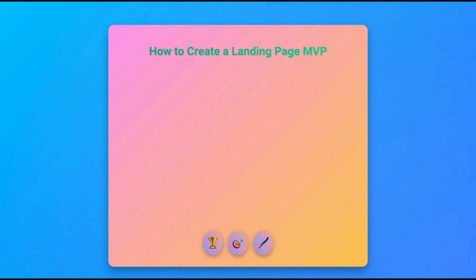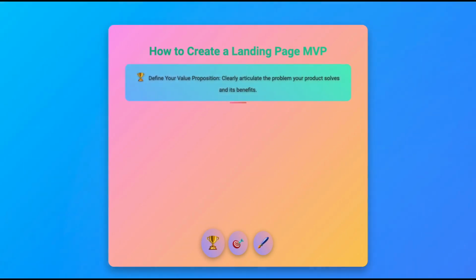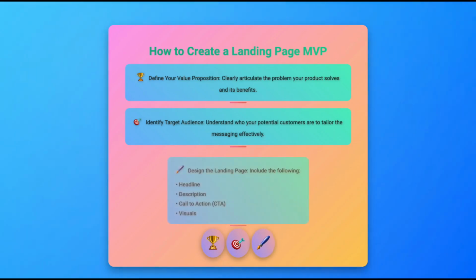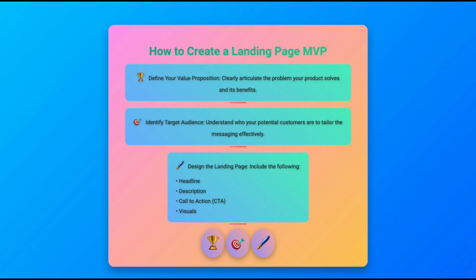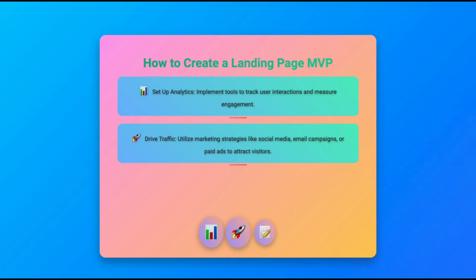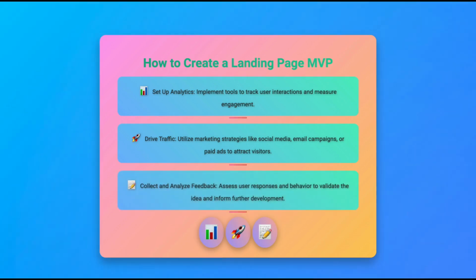How to create a landing page MVP: define your value proposition, clearly articulate the problem your product solves and its benefits. Identify target audience, understand who your potential customers are to tailor the messaging effectively. Design the landing page: headline, description, call to action, CTA, visuals. Set up analytics, implement tools to track user interactions and measure engagement. Drive traffic, utilize marketing strategies like social media, email campaigns, or paid ads to attract visitors. Collect and analyze feedback, assess user responses and behavior to validate the idea and inform further development.